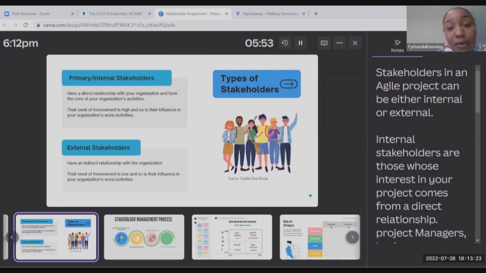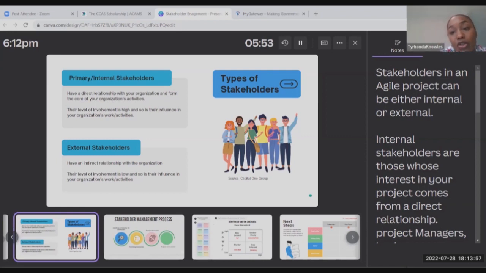But it's very important that you identify and classify those types of stakeholders, because you will soon learn that based on those classifications, you must engage them in different ways. And then with the external stakeholders, you have an indirect relationship. They have an indirect relationship with your organization. Their level of involvement is low, and so is their level of influence.